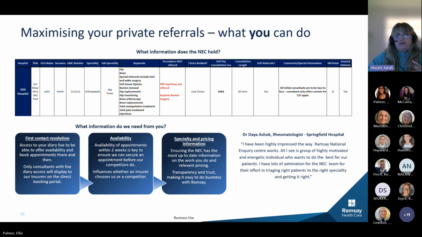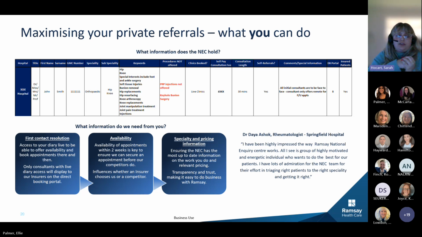So that's what we hold for every single consultant that joins Ramsay. It's constantly being updated. So for example, if there's a price change, or an amendment to the time required for an appointment, or if you take on a new speciality, then that can be added on. So that's something that we are always trying to make sure is fully up to date.